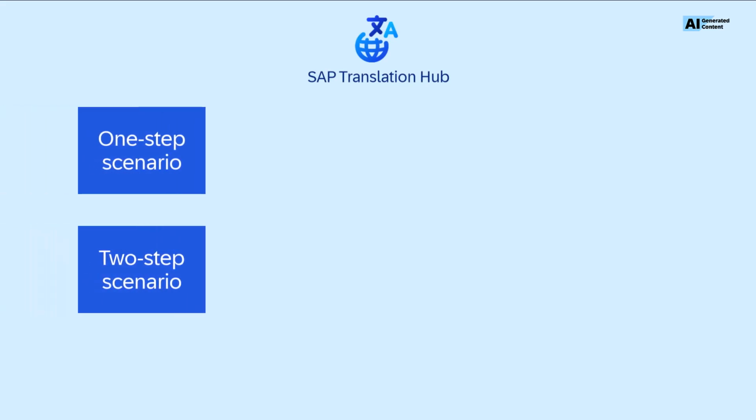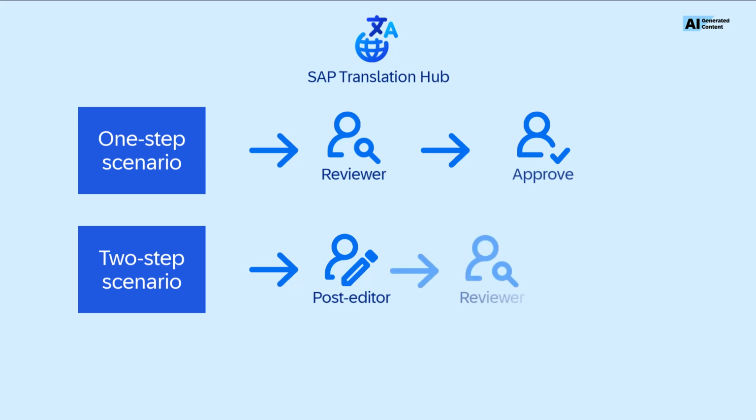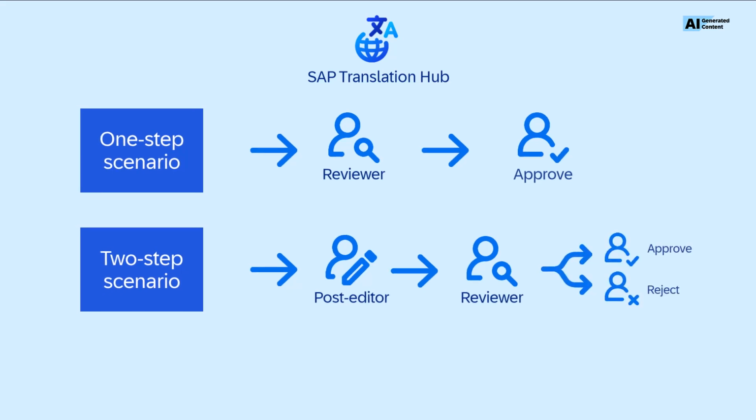In the one-step scenario, a person in your organization would check and approve the translated texts in their target language. In the two-step scenario, a translator or a linguistic expert would first post-edit the translations in their target language. And in a second step, a subject matter expert would review and approve or reject the post-edited translations.